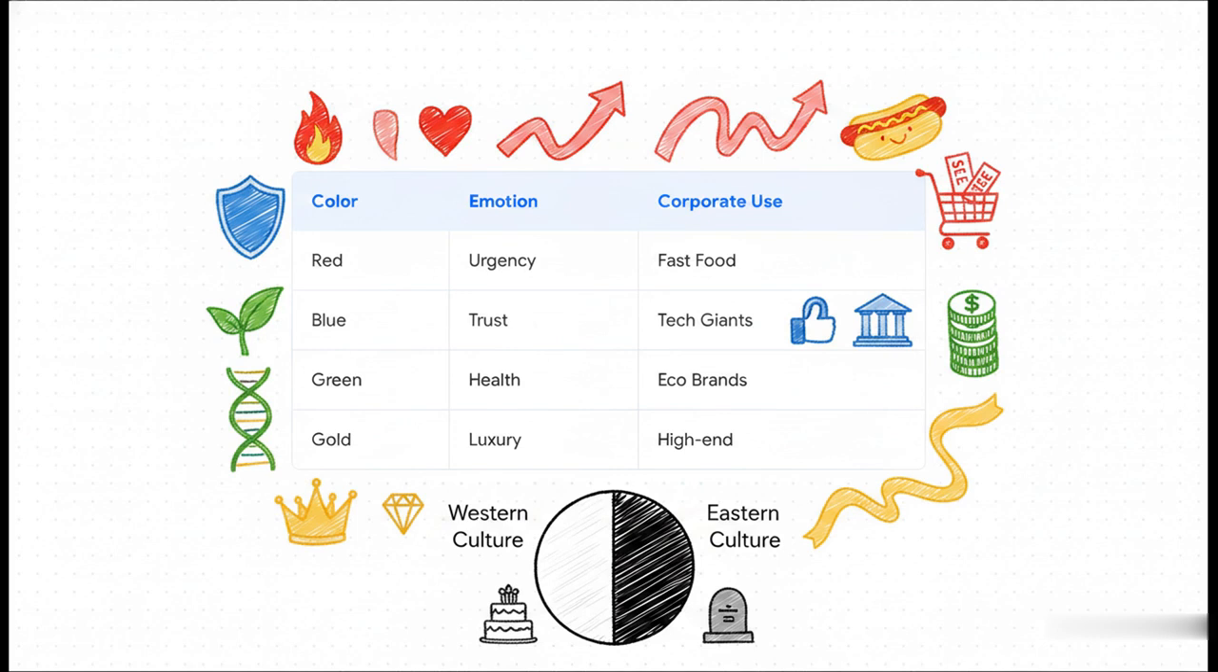But, and this is a big but, context is absolutely crucial here. Never forget culture. In Western cultures, white represents purity and weddings, but in several Eastern traditions, white is actually the color of mourning and remembrance. So if you're communicating globally, cultural color nuance is everything.